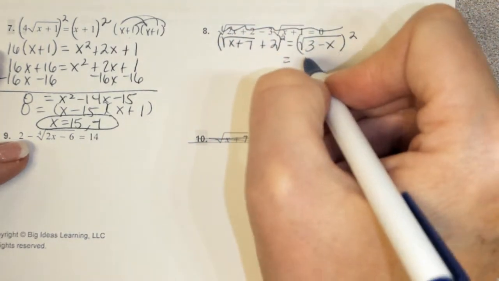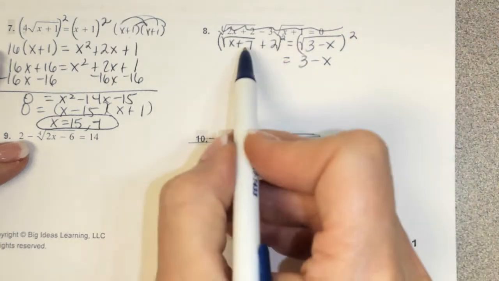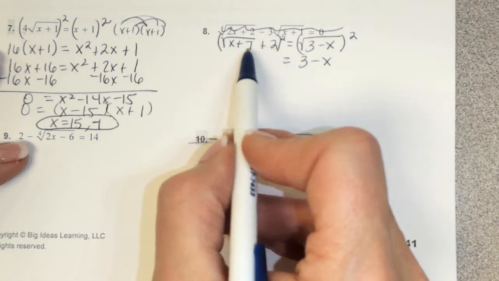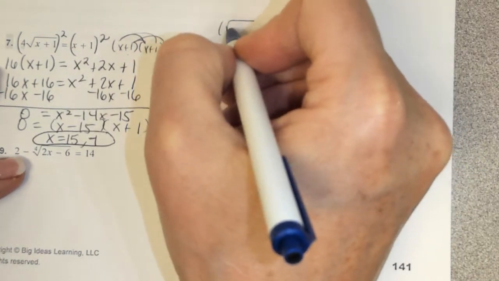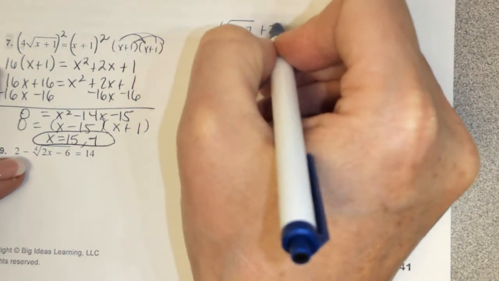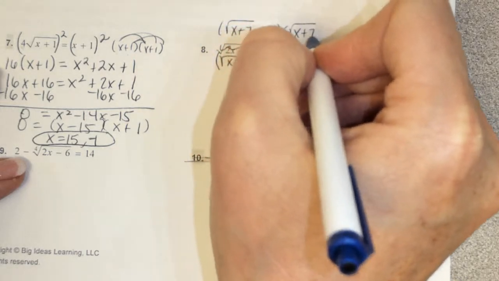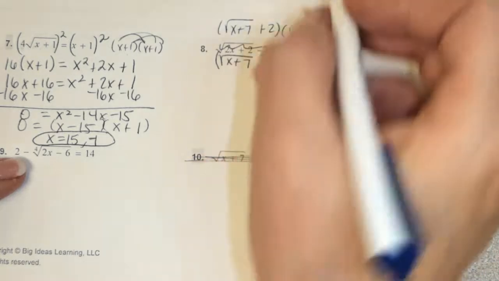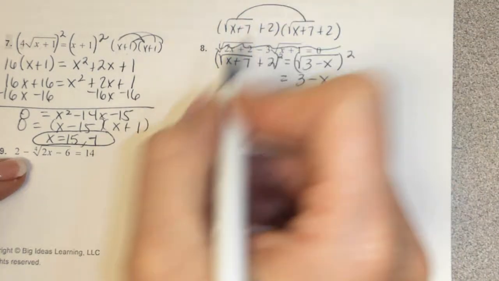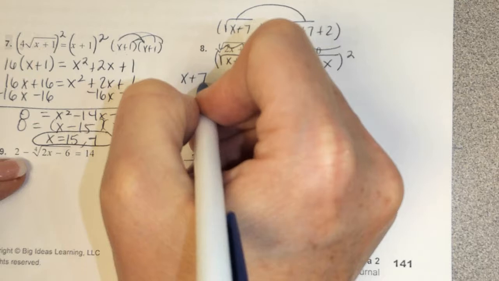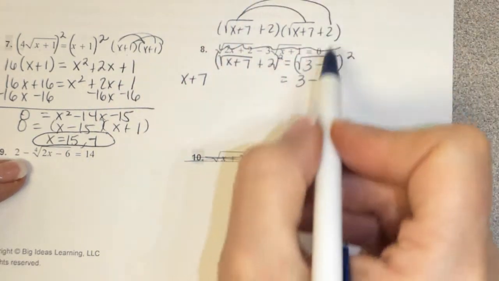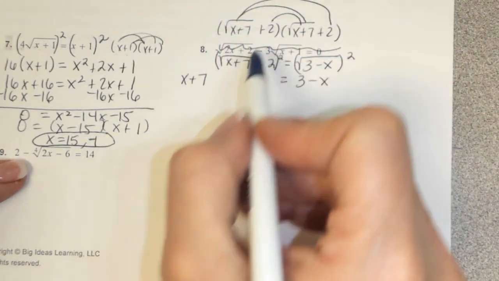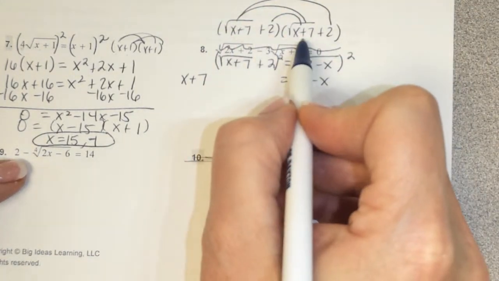So this is just going to be 3 minus x. This one, when I square it though, this is a binomial. So I have to think of it as radical x plus 7 plus 2 times radical x plus 7 plus 2. Watch how I multiply this out. In other words, square it. This times this is just x plus 7. When I multiply these, I get 2 radical x plus 7. When I multiply these, I get 2 radical x plus 7.